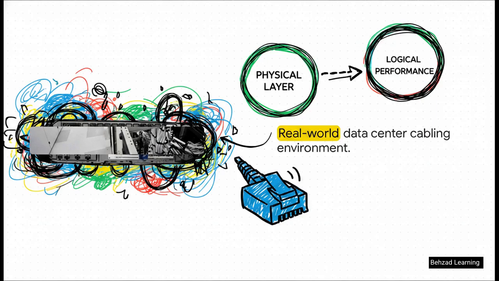Now look, anyone can plug a cable into an RJ45 port until it clicks, right? But as a network architect, our job goes way beyond the physical layer. Our job is to make absolutely sure those physical connections translate to flawless, high-speed logical performance. And honestly, the very first step in doing that is taking absolute control over the switch interfaces themselves.